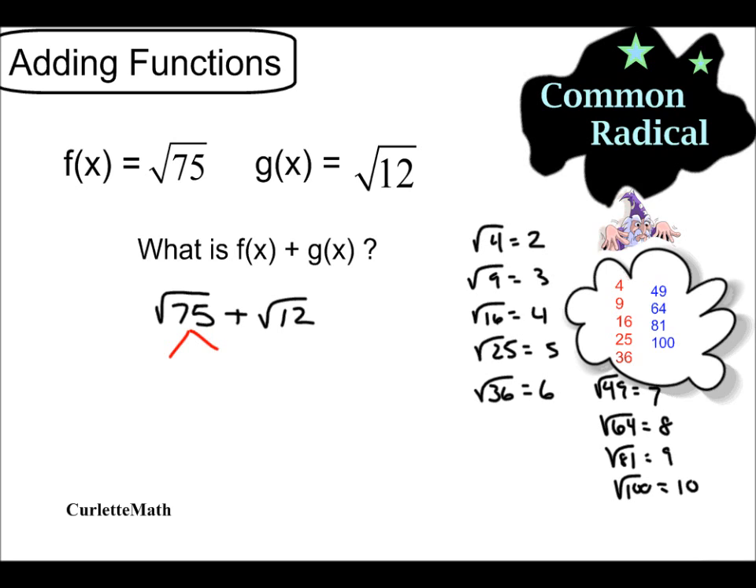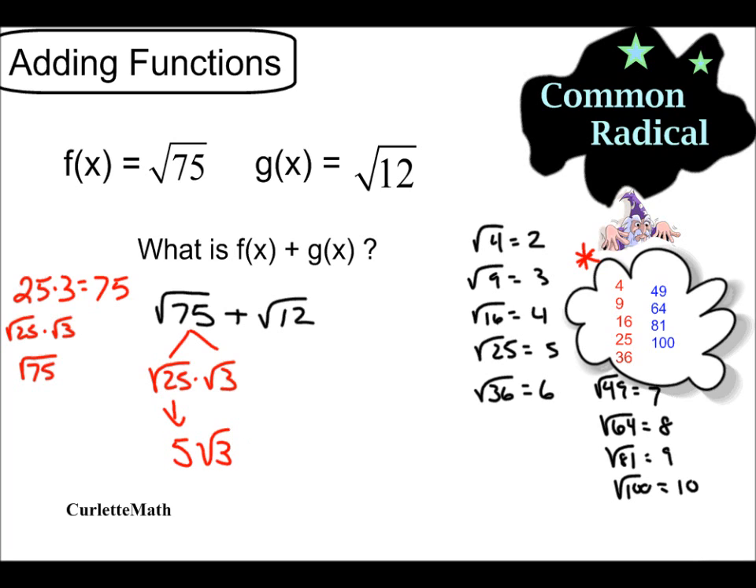The square root of 75, what number over here in our magical number bank can 75 be divided by? I almost said it. That's 25 times 3. 25 times 3 is 75. So the square root of 25 times the square root of 3 will give us the square root of 75. Well, just like we did before, the square root of 25 is 5. So the square root of 75 can be written as 5 square roots of 3.